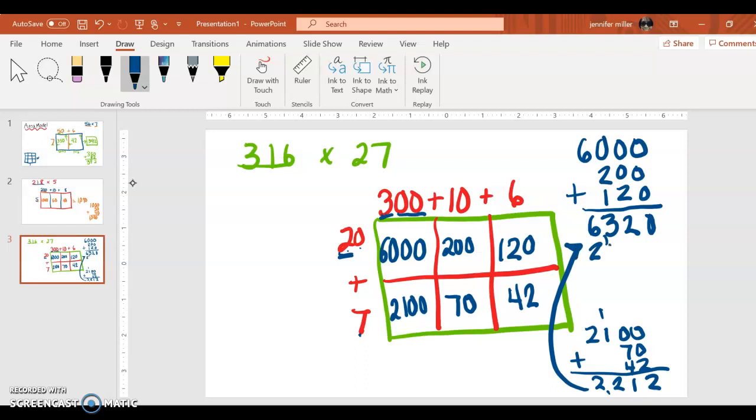So I'm going to take this, add it to that. That's my top row added to my bottom row. And I get the product of 8,532.